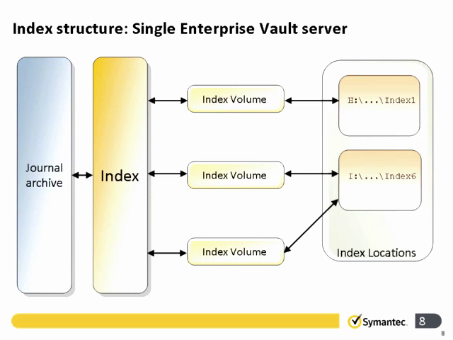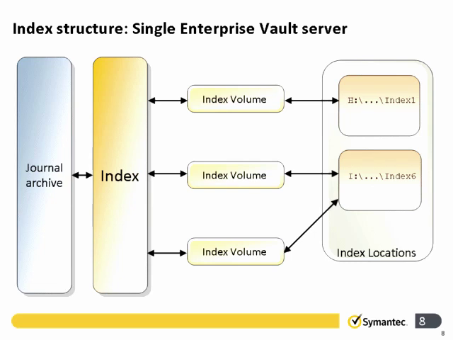Now, what we're trying to show here is that when we're going from the index through the index volume object to the index location object, the indexing service is going to determine which index volumes go to which index locations, and it's going to make this determination basically using a round-robin type of environment.